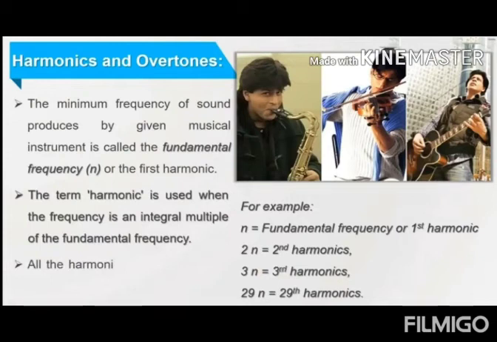For this, I am giving you one example. Suppose we are considering n as a fundamental frequency, or first harmonic. If we multiply n by 2, then we will get the second harmonic. If we multiply n by 3, then we will get the third harmonic. In this way, if we multiply n by 29, then we will get the 29th harmonic.